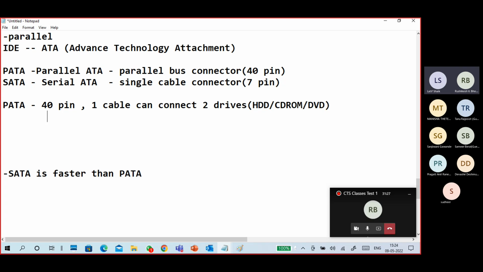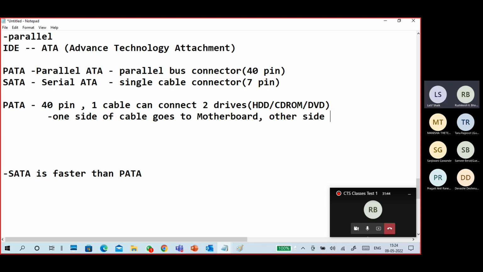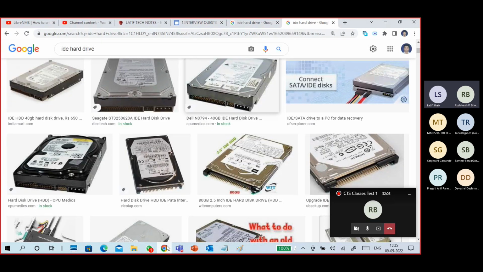So again here, one side of the cable goes to the motherboard. On the other side there are two connectors, while on one side there is one connector. That one connector goes to the motherboard. Okay, so keep that in mind. Not just keep it in mind, you have to see how it looks.